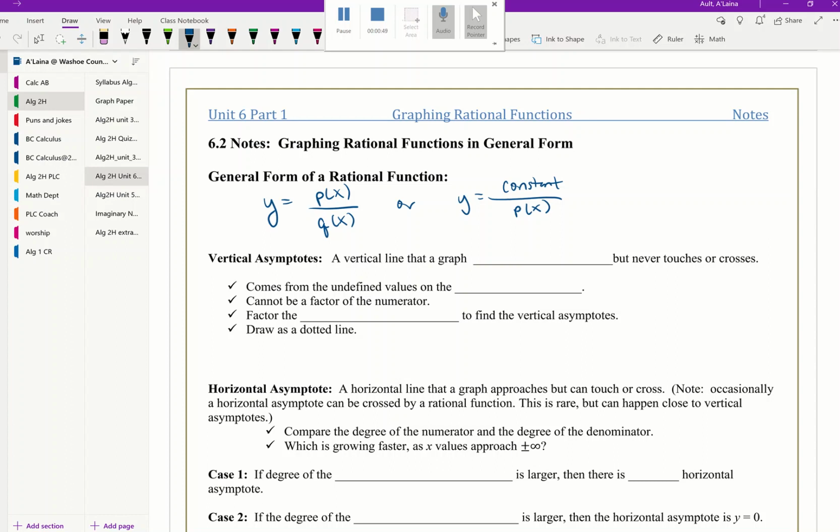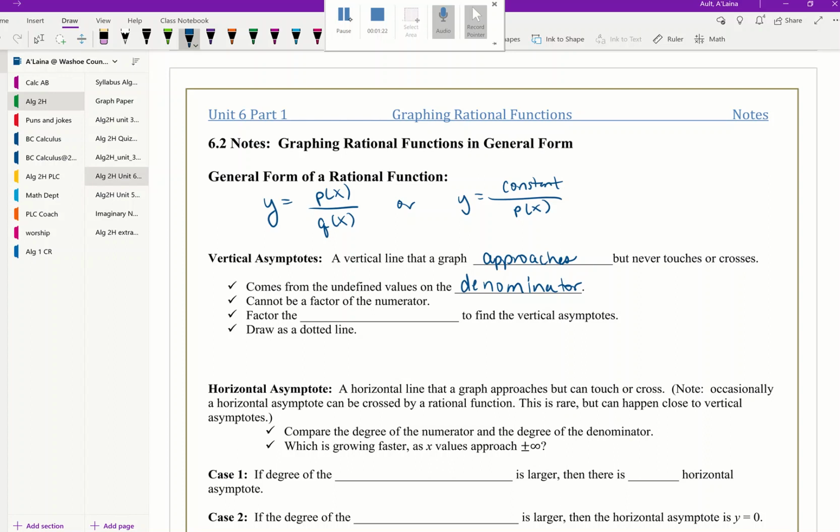So we might see some different things here. A vertical asymptote, as a reminder, is that vertical line that the graph approaches but never touches or crosses. Now, this is going to come from the undefined values on the denominator. Just like when we had the graphing form, we could see the vertical asymptotes from the value of h on the denominator, the roots of the denominator. You might have more than one when things are in general form. These roots cannot be factors of the numerator as well.